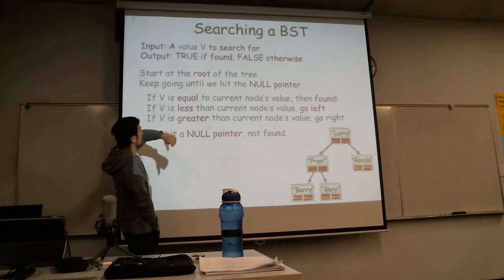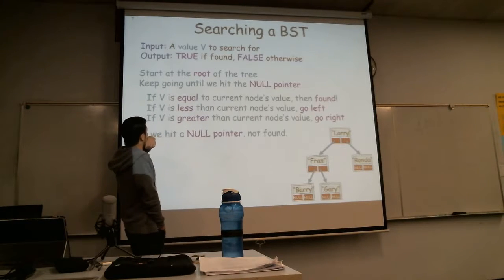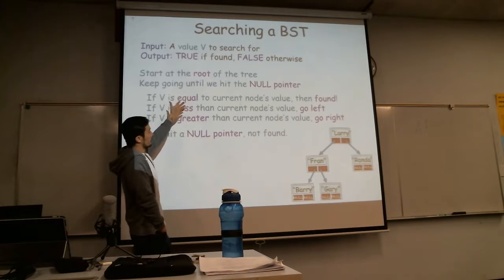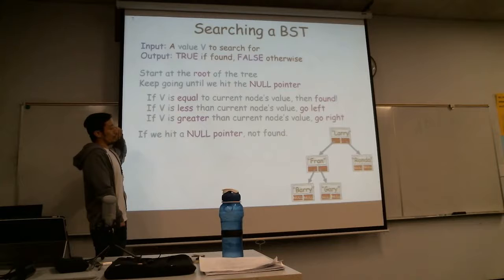And so we start at the root node as always, and we keep on going until we reach the null pointer. And so we ask ourselves, is v the thing we're looking for? If it is, we found it. Otherwise, we decide which way to go.